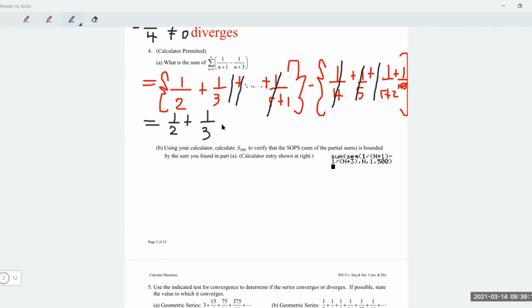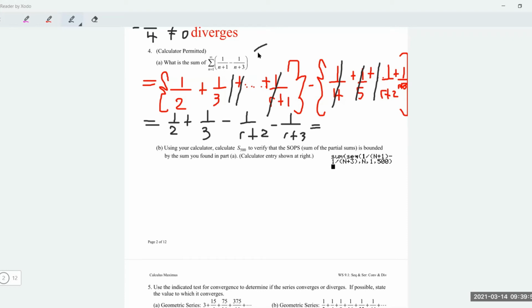Left back with 1 over 2 plus 1 over 3 minus, this would be minus now, 1 over r plus 2 minus 1 over r plus 3. Now what I'm going to do to evaluate that summation is plug in infinity. I can plug in infinity because 1 over infinity is 0. So that means that this sum would actually be just 1 over 2 plus 1 over 3.